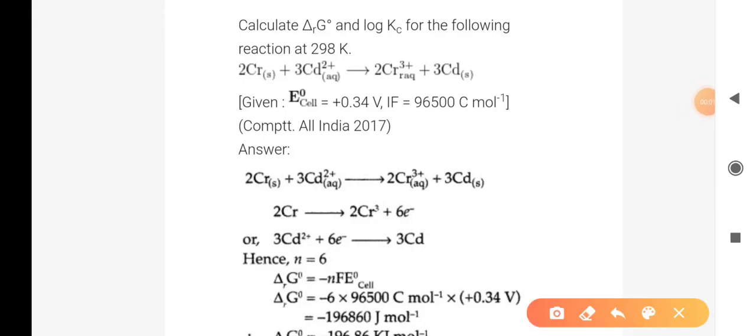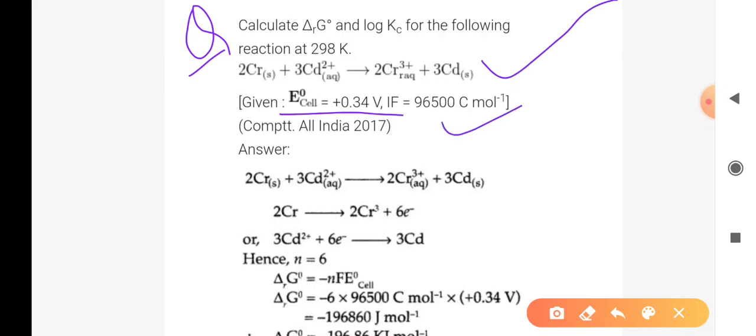Students, we have already discussed the numerical based on the topic Nernst equation. Now we are going to solve the numericals based on Gibbs free energy and dissociation constant. One question we have, that is calculate delta G and log Kc for the following reaction at 298 Kelvin. We have given the chemical reaction, and the value of E naught cell and value of F is known to us.